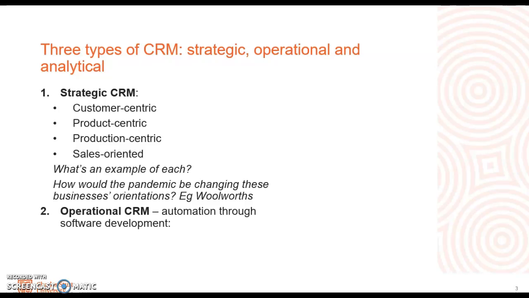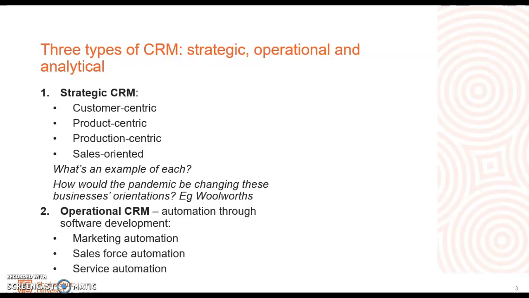Then we have operational CRM. So this is where we actually have it completely automated with software development. So we have our marketing strategies, the way we market is automated. So we push things out to people's phones through emails, Facebook, etc. All automated, though. There's a system for that. A Salesforce automation. So this goes through the Salesforce and it's automated through there. A service automation. So that's like call centres, everything's automated. You ring up and you press this button, press that button, etc.